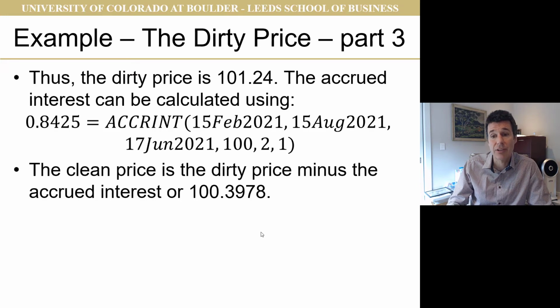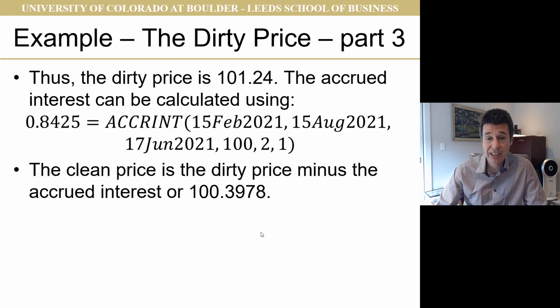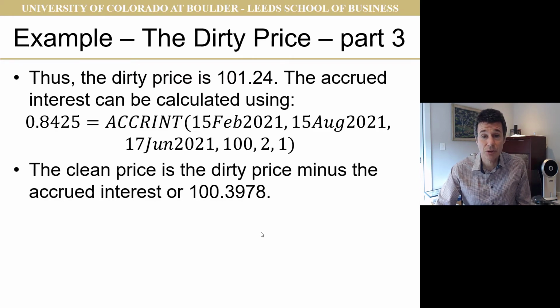The clean price is the dirty price minus the accrued interest, 100.3978. We should note, in the market, we quote the clean price, right? So if I were the dealer selling this bond, I would quote 100.3978. If someone bought it from me, I would add in the accrued interest, the 0.8425, calculate the dirty price, and they would pay me the dirty price, right? So I tell somebody else the clean price, they pay me the dirty price.